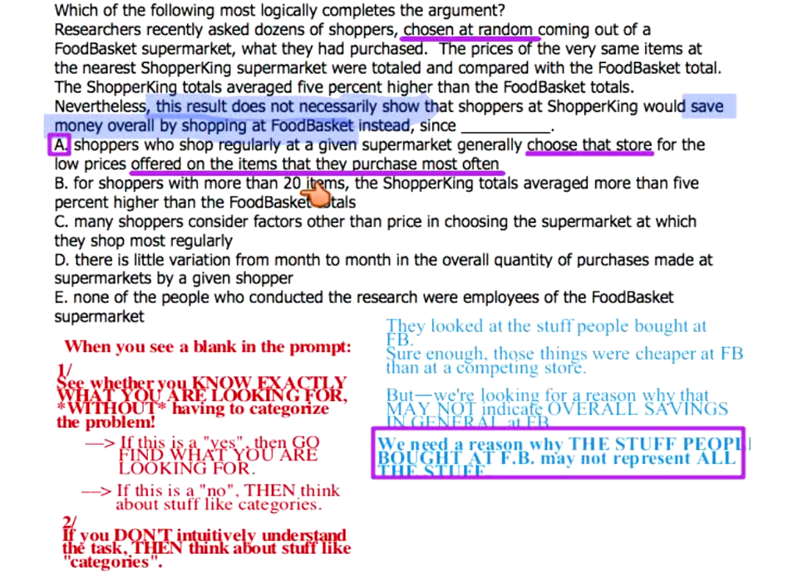The other choice is, for shoppers with more than 20 items, the shopper king totals were even more than 5% higher. I mean, B is definitely not a thing that would go against this idea. In fact, B seems to suggest that the more stuff people buy, the more savings they would have. So B would actually reinforce this idea. Like, B is a wrong way answer. It's exactly the opposite of what we want.